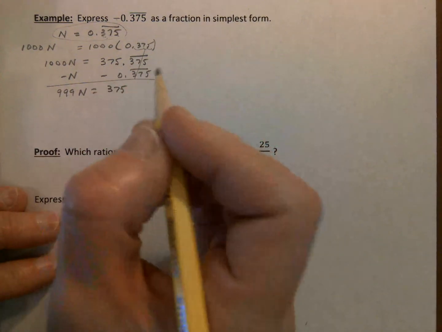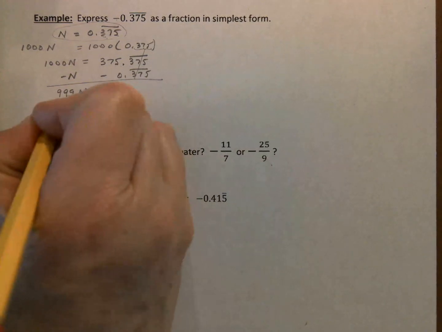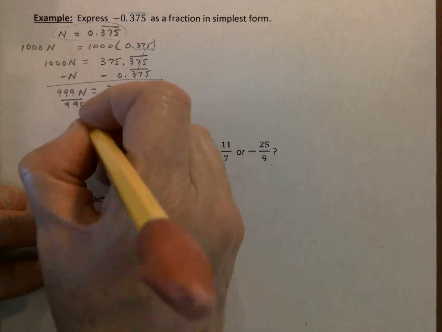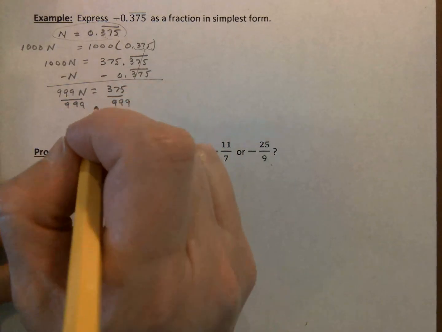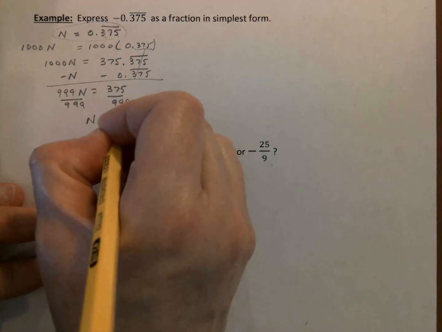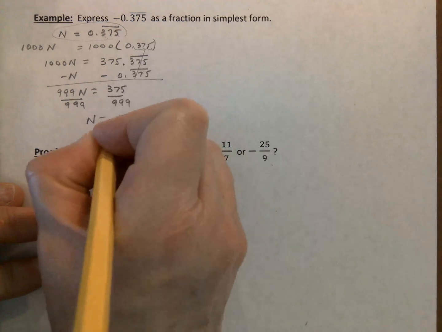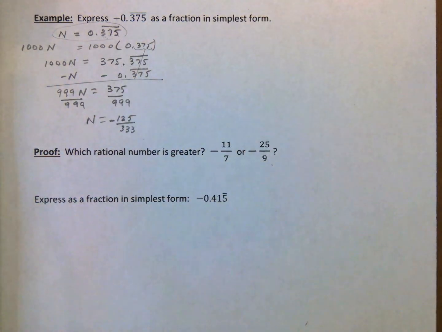Now I just need to solve for n. I'm going to divide both sides by 999 and see if I can simplify it. In this case, I can simplify it to 125 over 333. Throw in my negative sign. And that is my fractional representation of that repeating decimal.